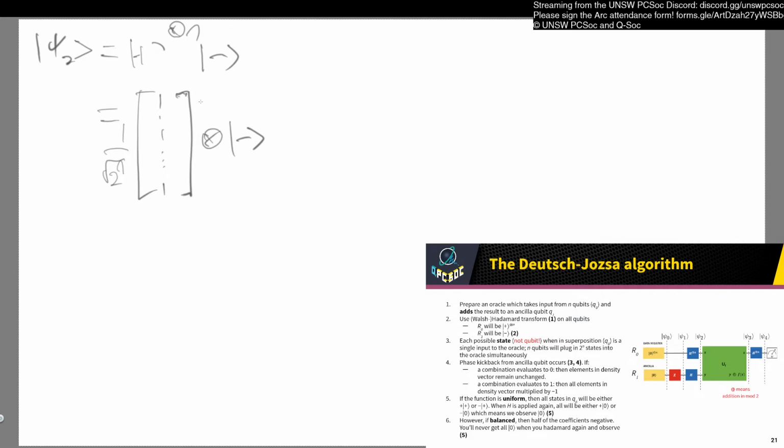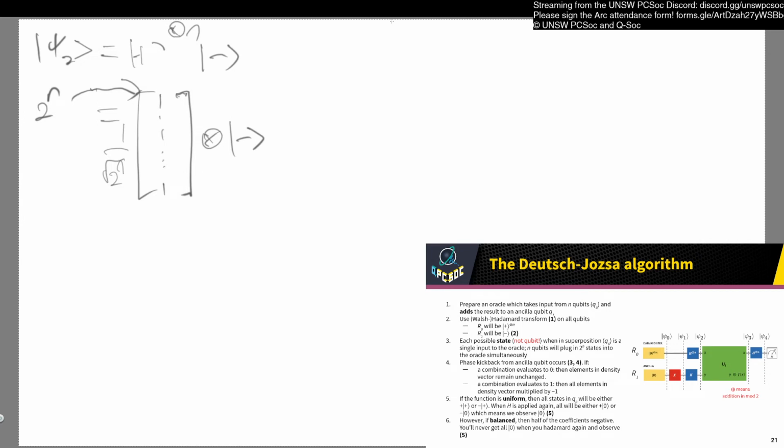Sanity check: how many elements are in this vector? 2 to the power of n elements. This is absolutely chungus. If n is equal to 1,000, then you'll be all day. Well, you'd spend your whole life drawing that, actually.